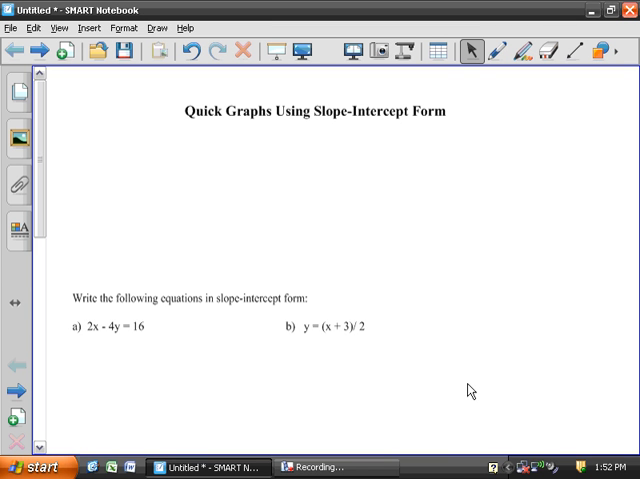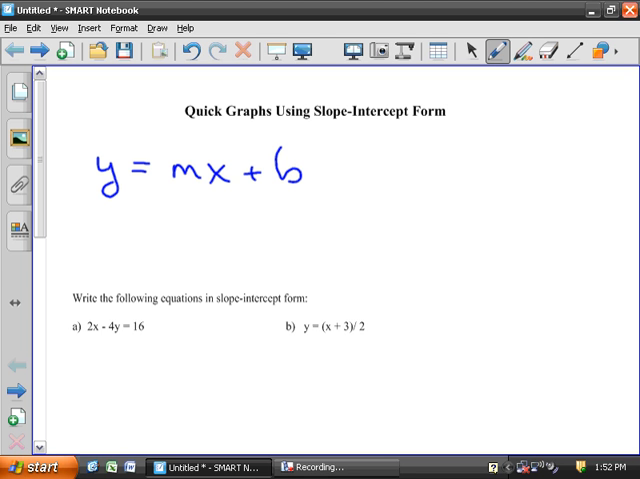Okay, so today we're looking at graphing linear equations using slope-intercept form. This is from section 4.6 in your Algebra 1 textbook. And really it all comes down to one essential formula. And that essential formula is y equals mx plus b.